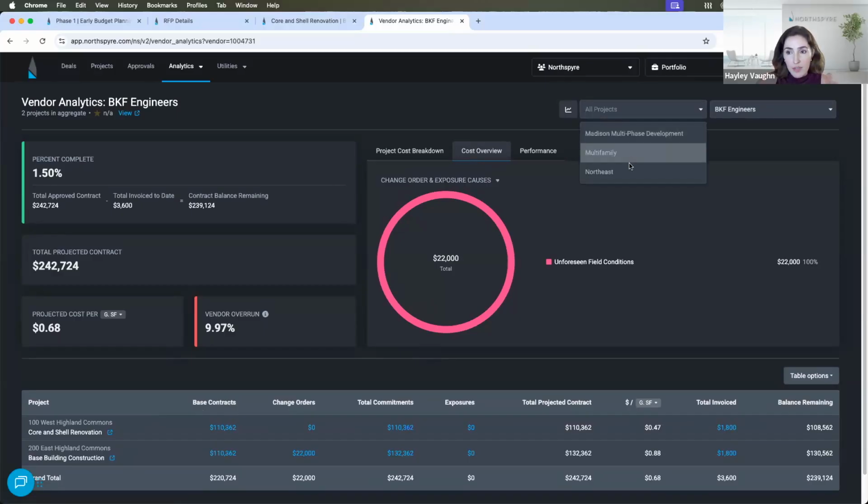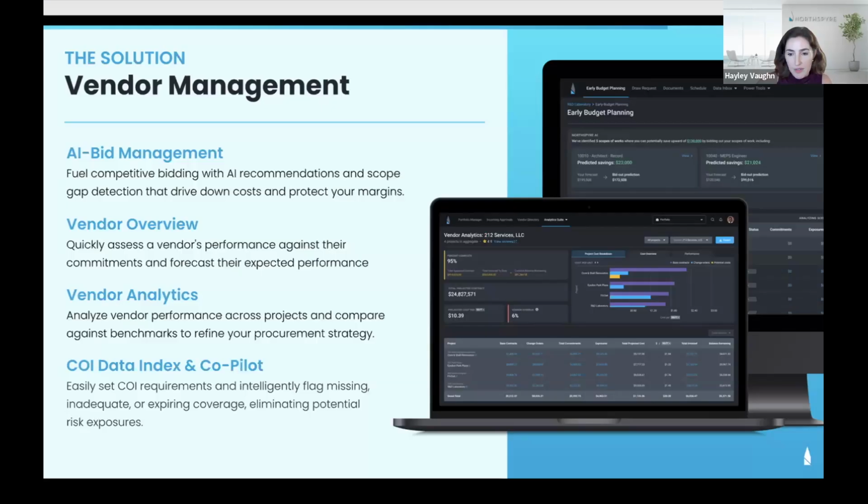And then similarly, you can always break this down by portfolio grouping, so you can filter it down from all projects to any subset of projects that you want to look at apples to apples. And with that, I'll flip it back to you, Kelsey. Thank you. That was great.